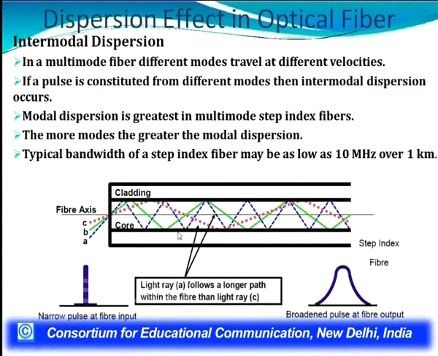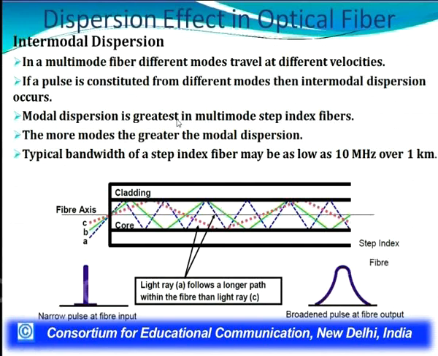in the normal, and all these lights travel with different velocities. If a pulse is constituted from different modes, then intermodal dispersion occurs. Modal dispersion is greatest in multi-mode step index fiber.